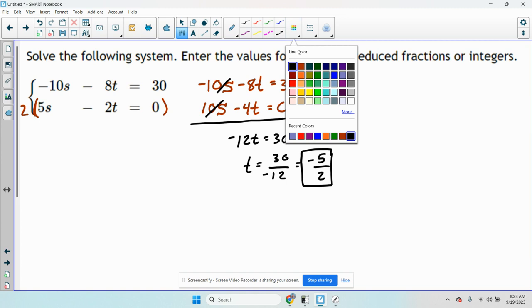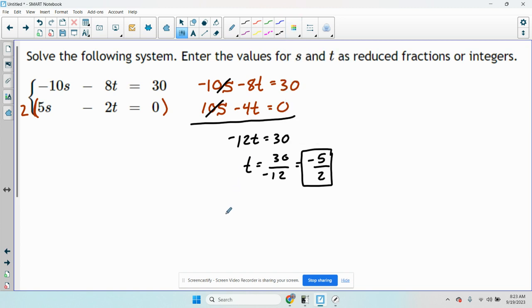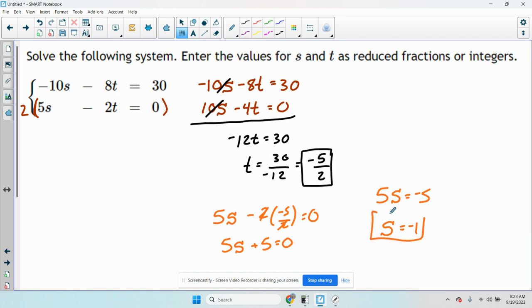From there, I can plug that back into either equation. I think the bottom one would be easier. So I have 5s minus 2 times negative 5 over 2 equals 0. These are going to cancel out. Plus 5 equals 0. Subtract 5 from both sides, you get 5s equals negative 5. So s equals negative 1.